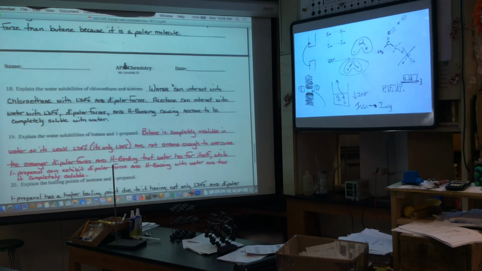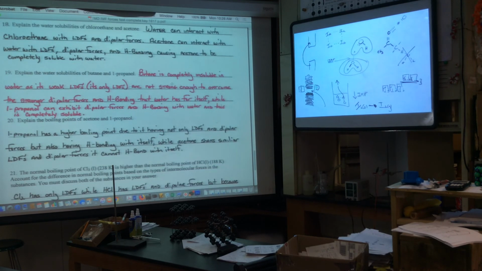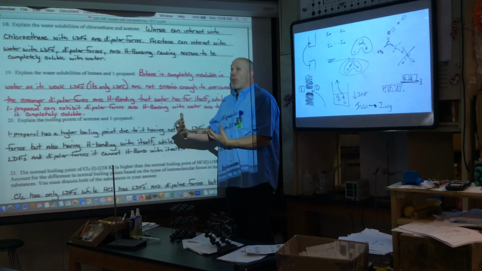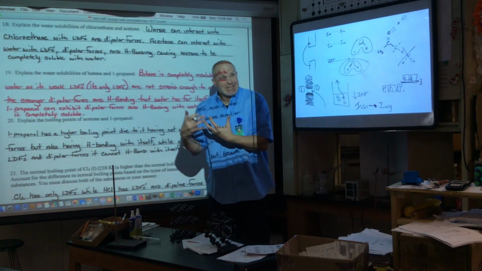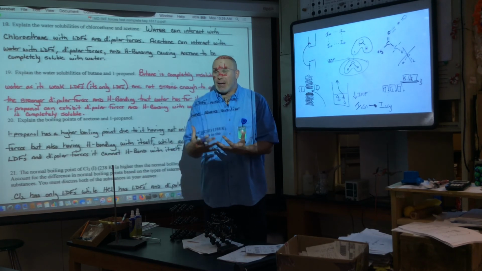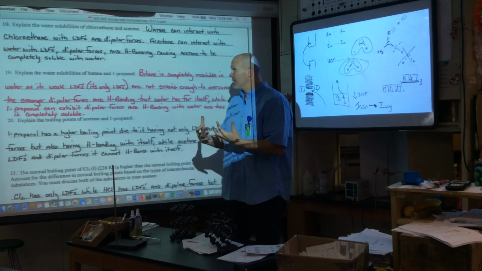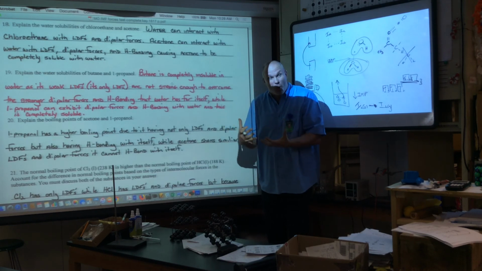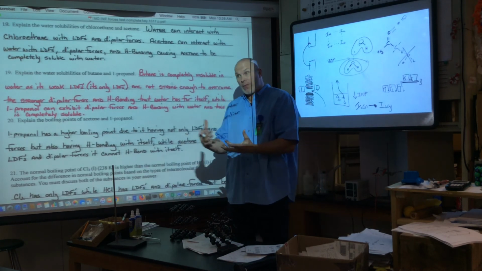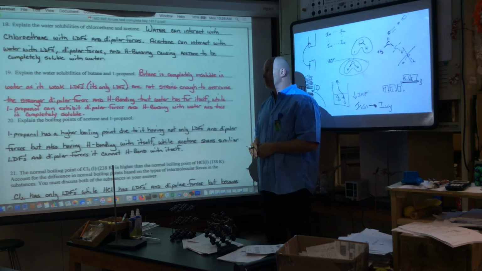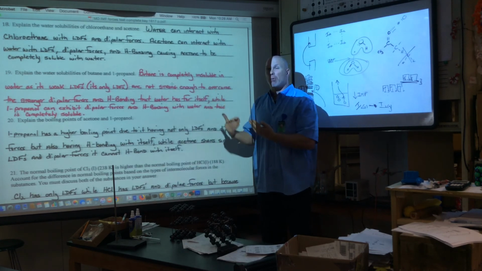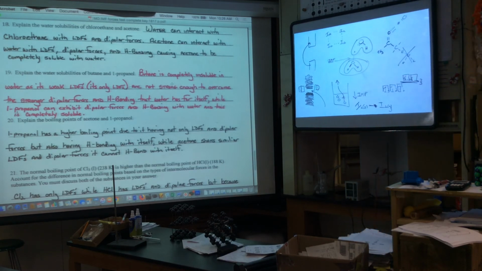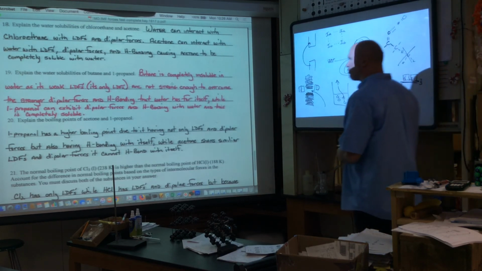Explain the water solubilities of butane and 1-propanol. Same thing. Butane only has LDFs. 1-propanol has LDFs, dipolar, and H bonding. So because propanol has the same attractive forces as water, all three of them, it's miscible or soluble. You need to talk about both of them and lay it out. I allowed it if you said, hey, 1-propanol can H-bond with water, butane can't.